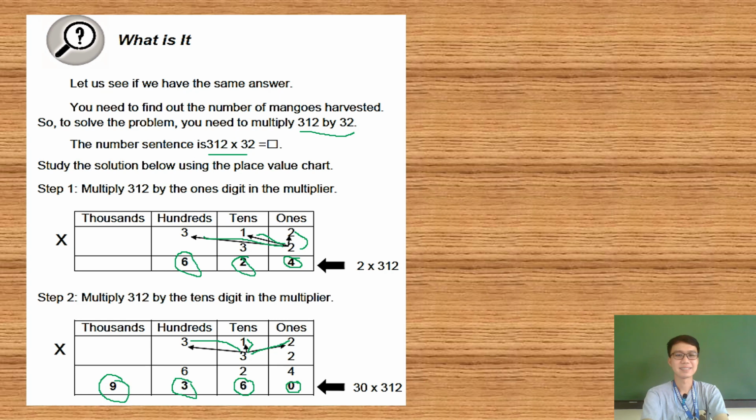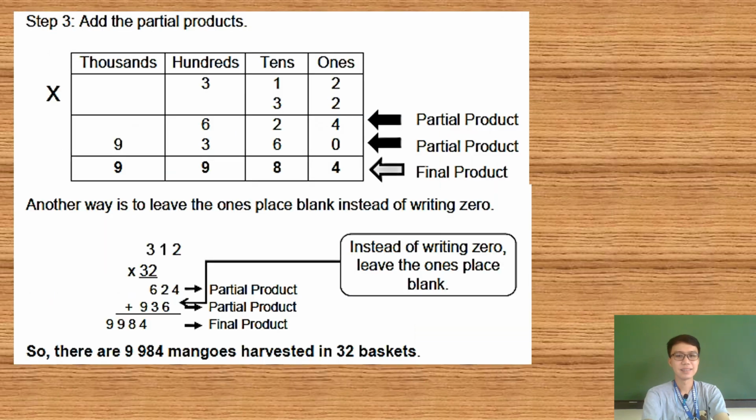Step 3. Add the partial products. Okay, let's add the partial products. 4 plus 0 is equal to 4. 2 plus 6 is equal to 8. 6 plus 3 is equal to 9. And then, bring down 9.